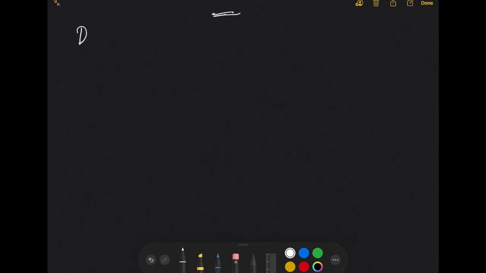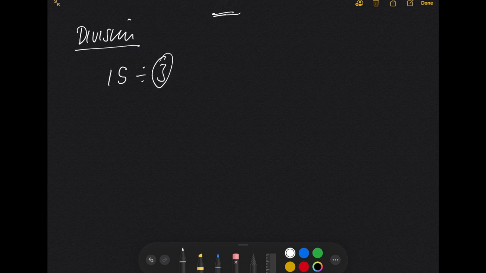So if we think of a number, perhaps 15, and we want to divide it by 3. Okay, so what we want to do is find out how many of these 3's will go into this 15. So this leads to a basic subtraction problem.